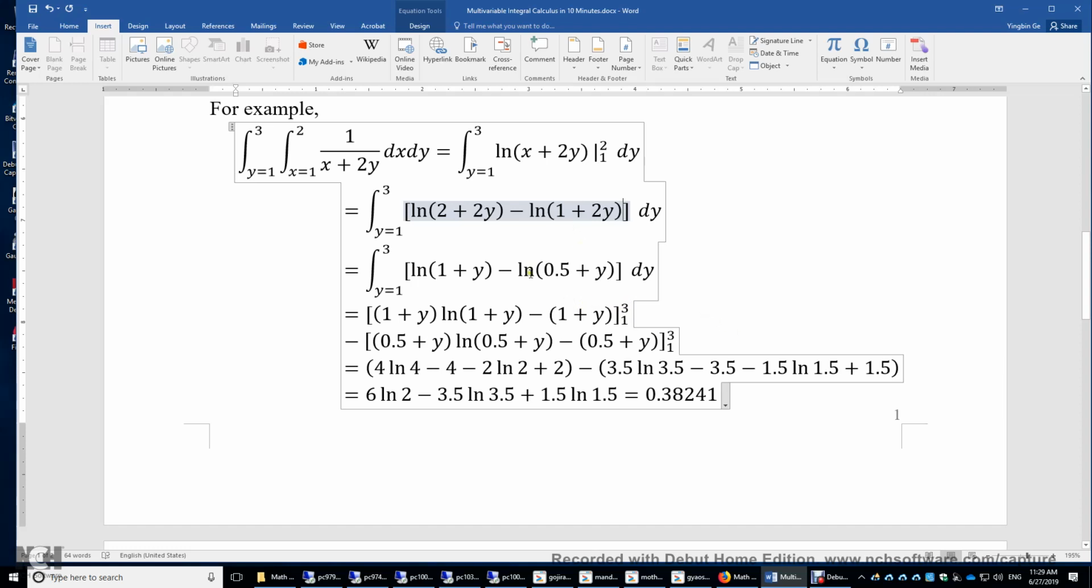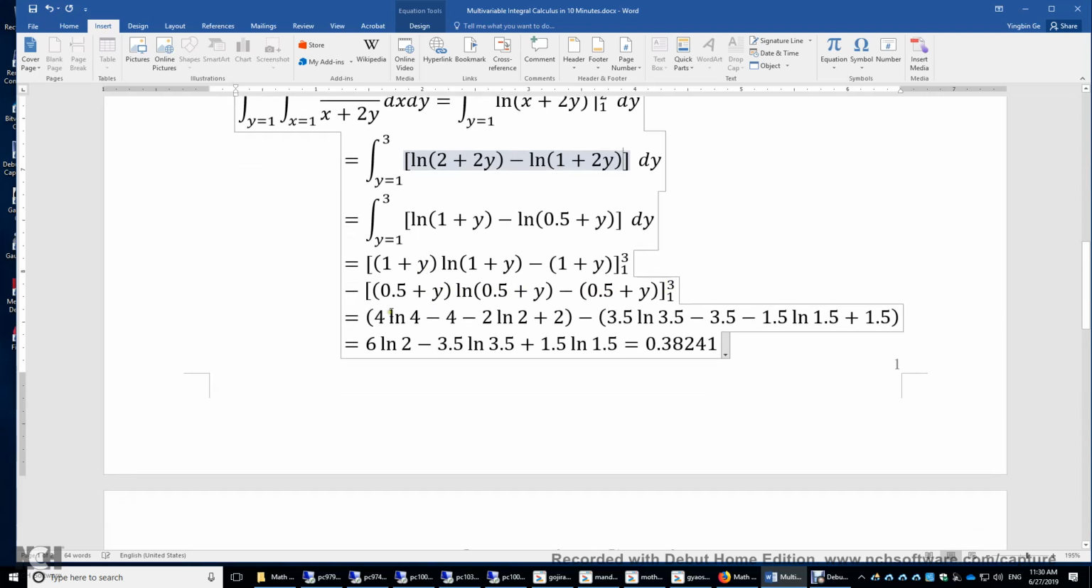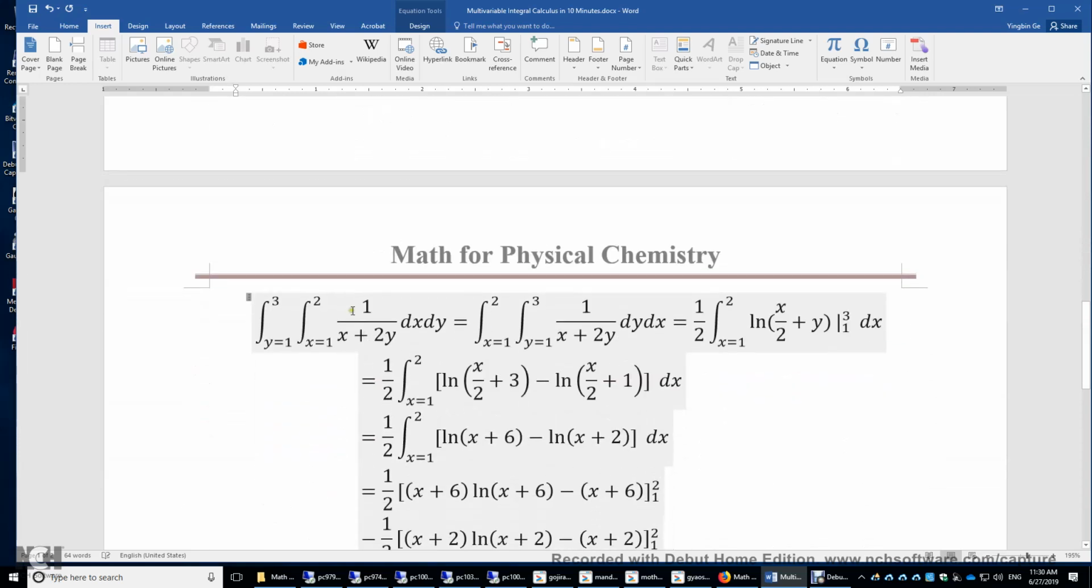Same here. The integral of the logarithm of y plus half is (y plus half) times ln(y plus half) minus (y plus half). And we plug in the lower and upper limits. After we plug in all those numbers, the result is 0.38241. Now we can integrate this function in a different order.